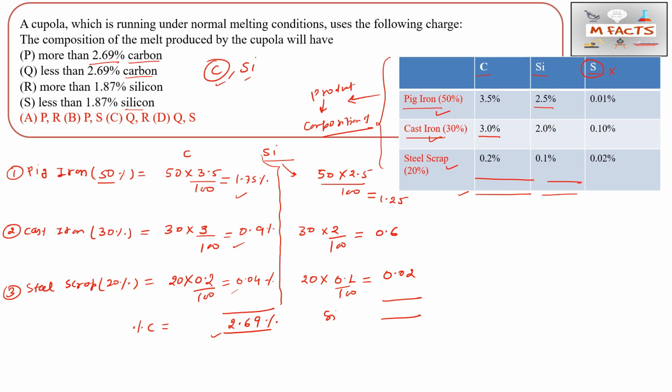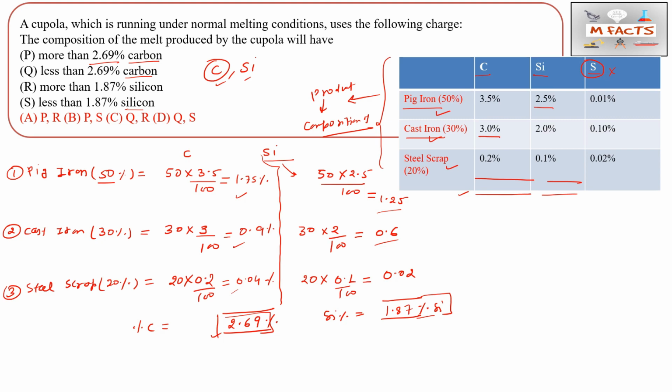And how can we find the silicon percentage? We add all these values: 1.25 that is in pig iron, 0.6 that is in cast iron, 0.02 that is in steel scrap. So the overall value will be 1.87% of silicon. So these are the two values. The data is correct: 2.69% carbon and 1.87% silicon in all options.